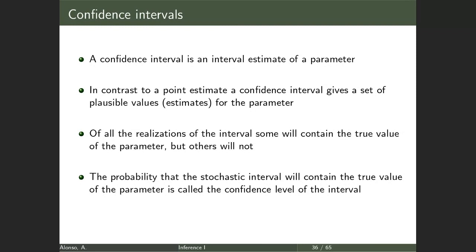And what we are going to do now is we are not going to make just one single guess. We are going to guess with an interval. We are going to give a range of values for these unknown parameters. And we are going to call that a confidence interval. And we're going to make a probabilistic statement about that interval.